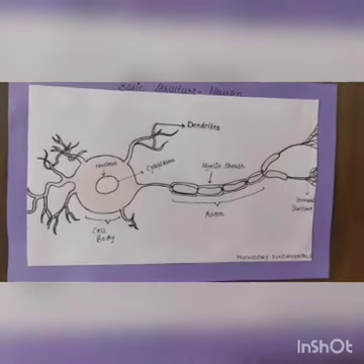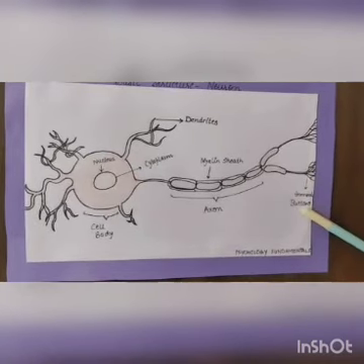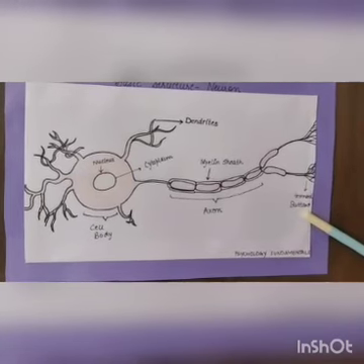The last significant part of neuron is terminal buttons. This is the ending of the neuron where the electrochemical signals will get transferred to other neurons.